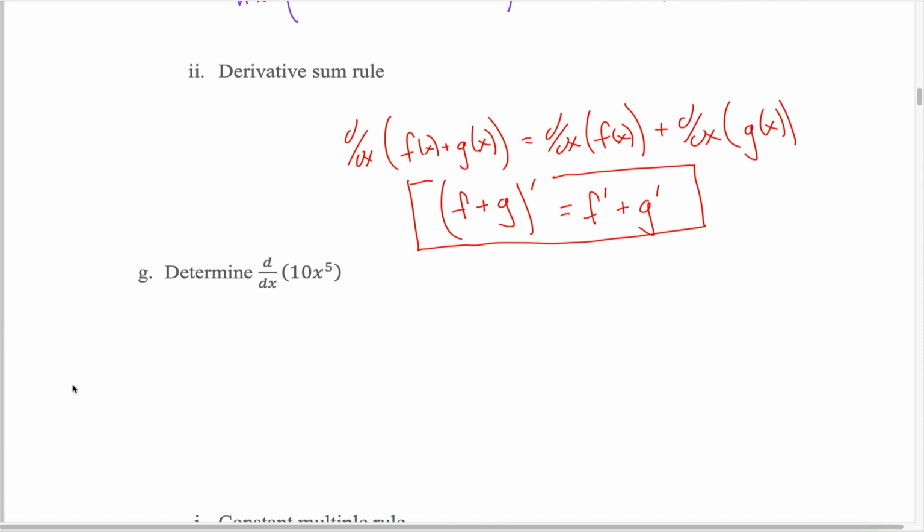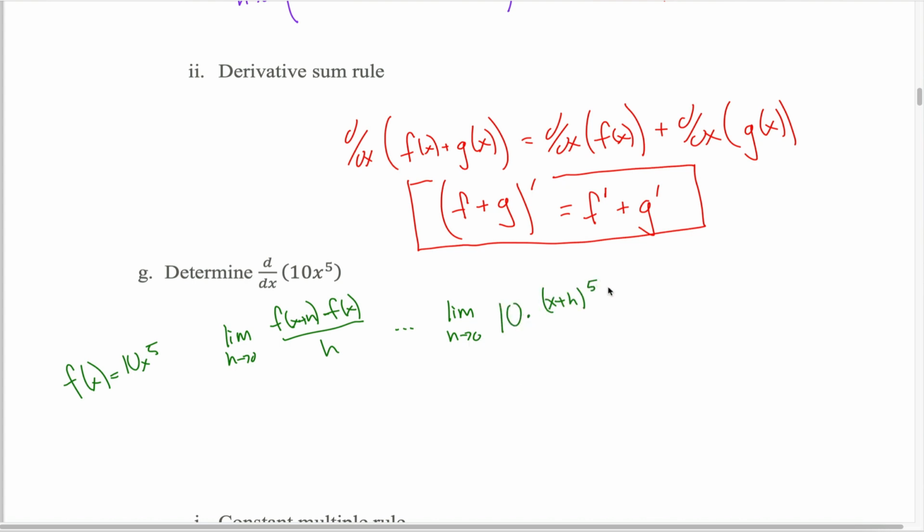Well, what we could do is treat the inside here like some function, f of x equals 10x to the fifth power, and then put it into our difference quotient. The limit as h approaches 0 of f of x plus h minus f of x divided by h, and simplify it forever and see what happens. You know what we'll end up being able to do? We'll end up being able to write this as the limit as h approaches 0 of 10 times x plus h to the fifth power minus x to the fifth power divided by h.